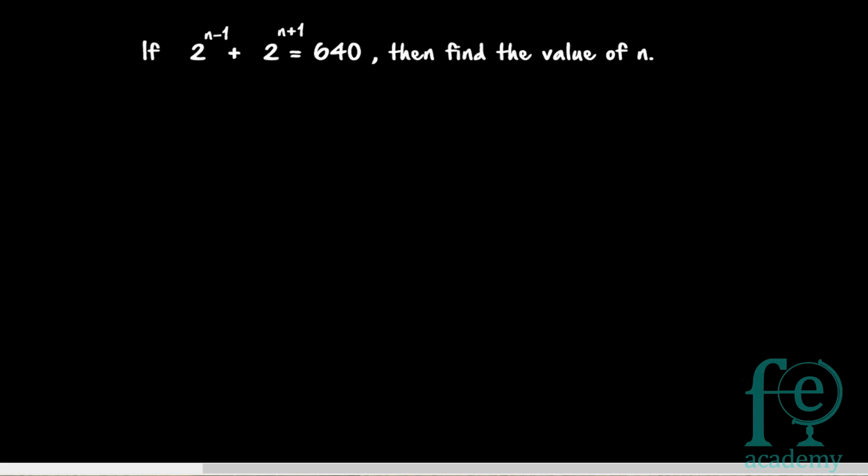The second question: if 2 raised to n minus 1 plus 2 raised to n plus 1 is equal to 640, then find the value of n. So what is the question? 2 raised to n minus 1 plus 2 raised to n plus 1 is equal to 640.